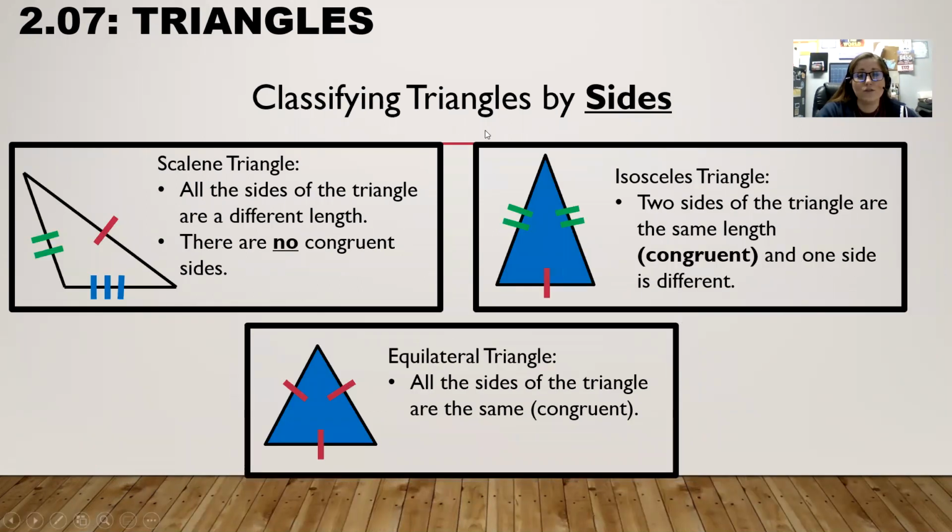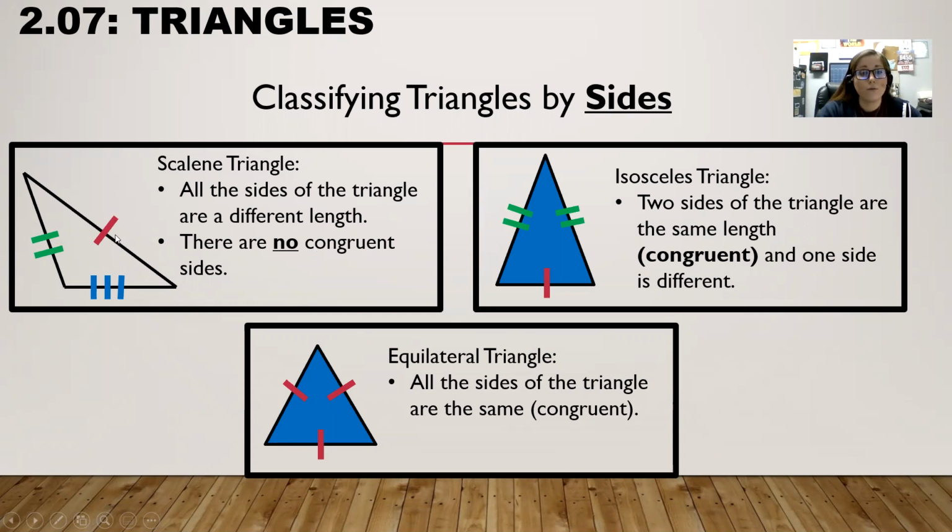Looking at classifying triangles by sides, I use these different colored tallies to indicate if the sides are equal to one another, just to help show you. So in this first one, we have a scalene triangle. We can see that we have a red, pink tally here on this larger side. We have 2 green ones on this side, and then we have 3 blue ones here. So each one of these sides is going to be a different measurement, different length. So in a scalene triangle, all of the sides are going to be a different length. There are no congruent sides. None of the sides will equal each other.